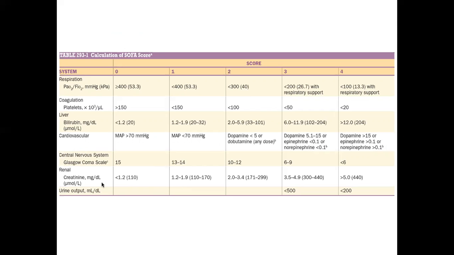For the creatinine, this is used to measure the renal system, or also a surrogate would be urine output, such that if the urine output drops below 500, a higher score will be given to the patient.